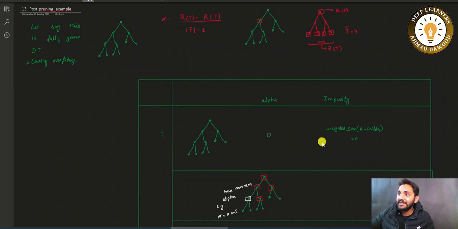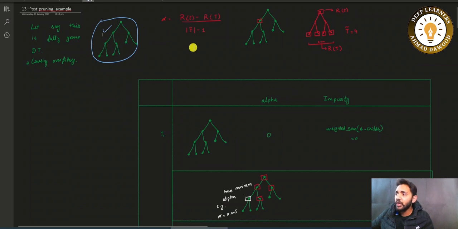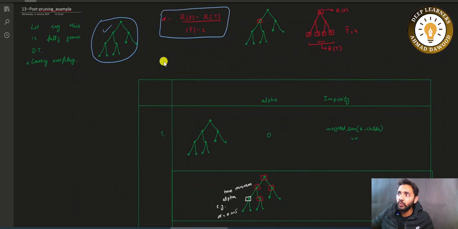So let's say this is the fully grown tree. Now we will prune the branches of that tree that are leading towards overfitting. There is one formulation that we will use in this session, which is alpha is equal to r of small t minus r of capital T divided by t bar minus 1. On the basis of that formulation, we will do the post pruning process.